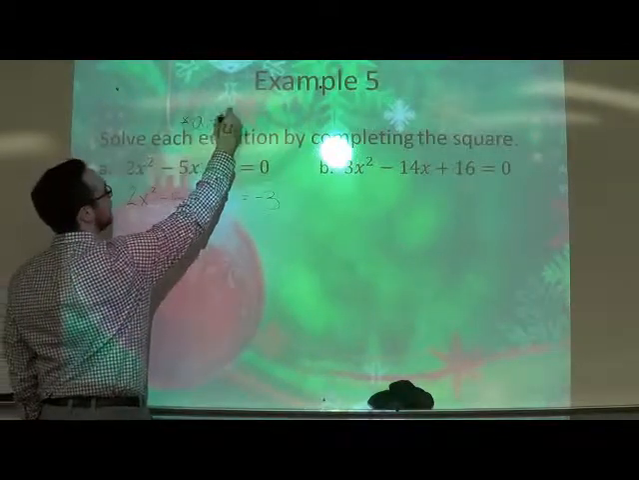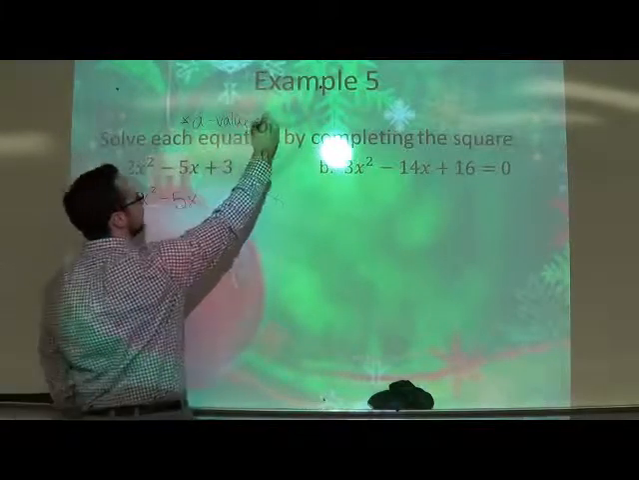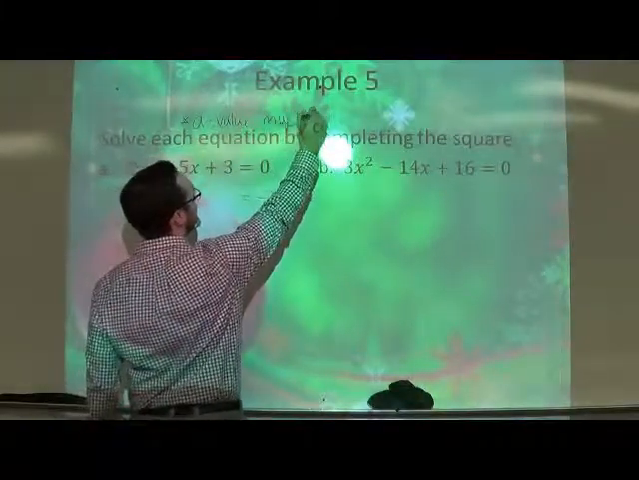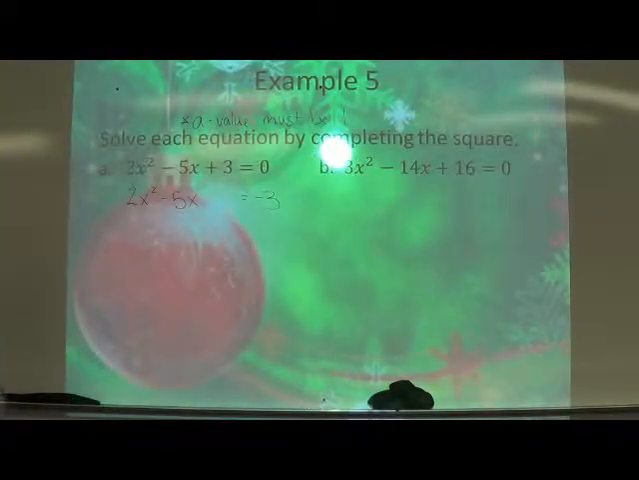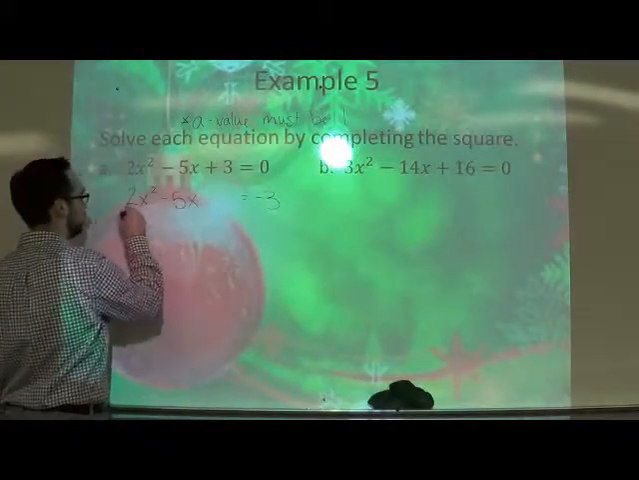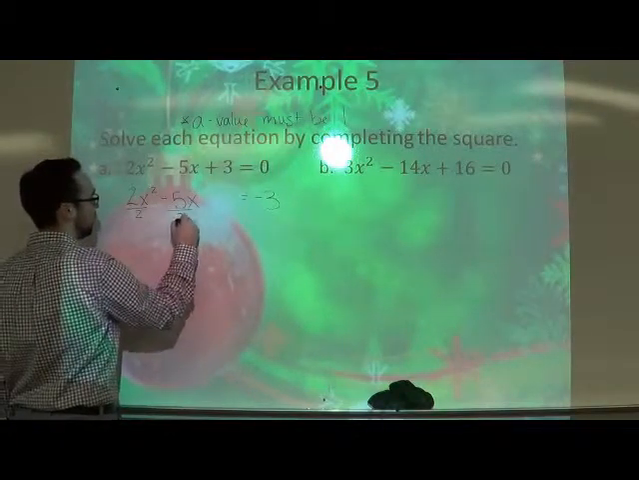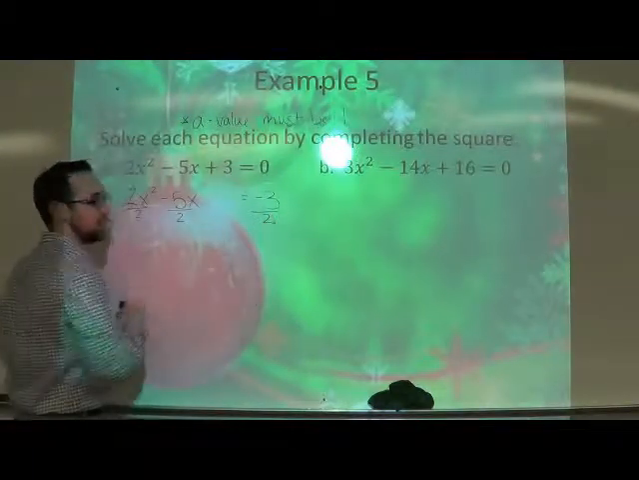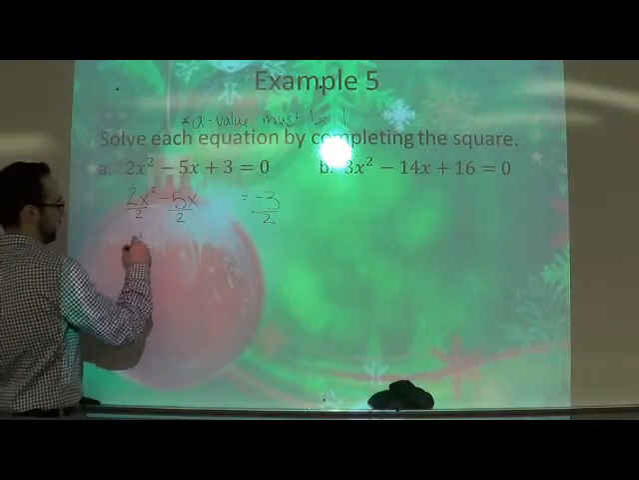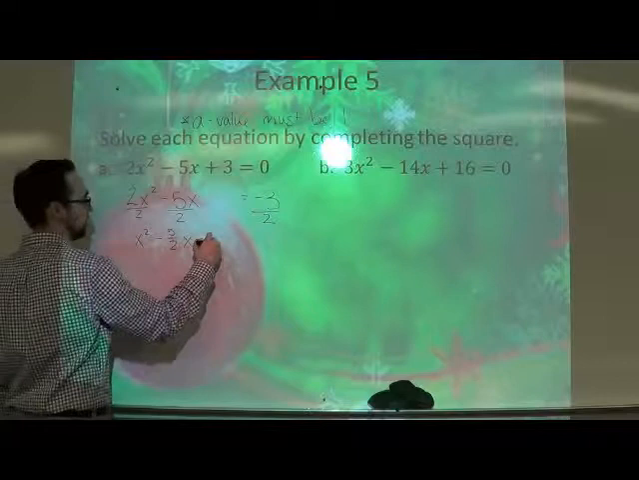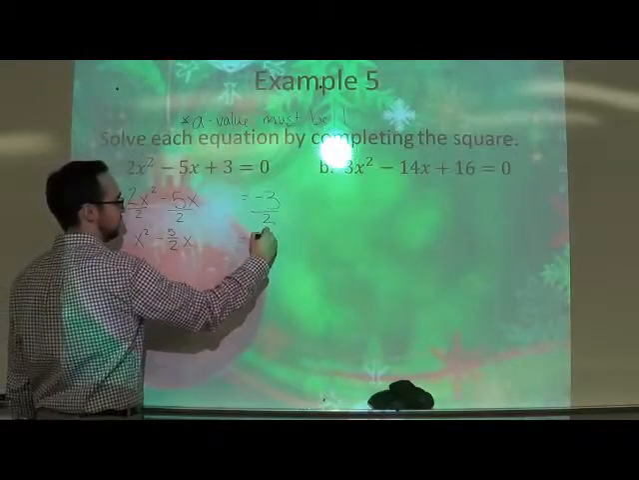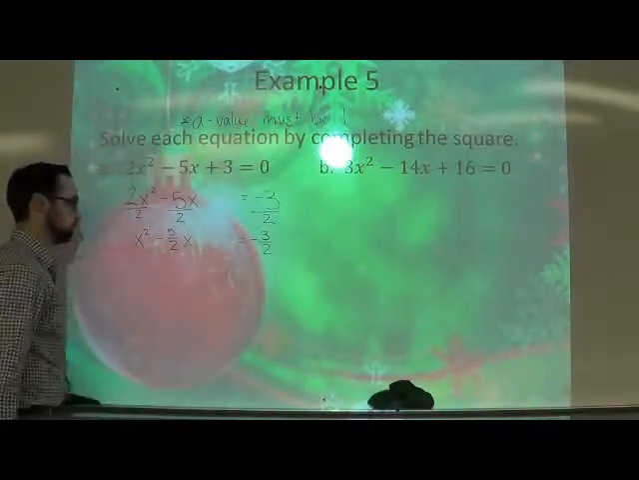Our a value must be 1. So in order for that to happen, I have to divide everything by 2. So I have to divide this by 2, divide this by 2, and we're going to divide that by 2. So that I end up with x squared minus 5 halves x is equal to negative 3 halves.